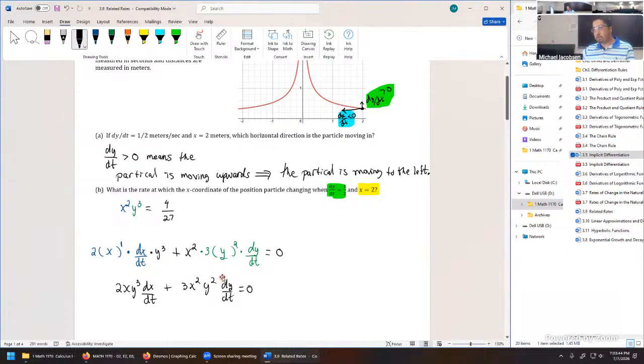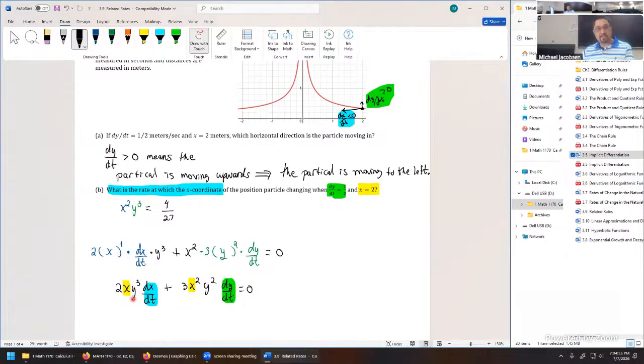We're going to need a value for dy/dt, but we have that. We're going to plug in 1/2. That's how fast the altitude of the particle is changing, the y coordinate. We're going to need a value for y and a value for x, but we do have a value for x itself. We can plug in that x value here and here. So all that's missing is a value for y, and then we can solve for dx/dt. That'll be the rate of change of the x coordinate of that particle.